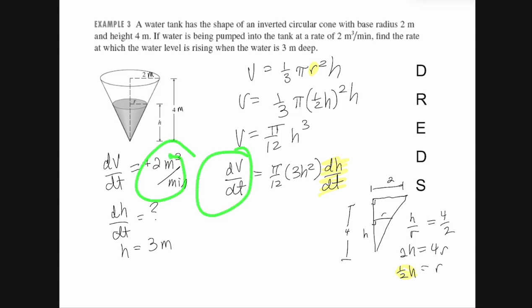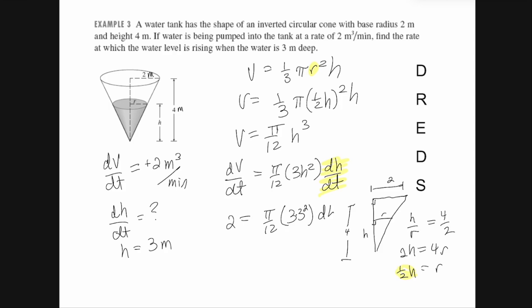We know dV/dt is 2. Great. We know H is 3. Great. We're going to be able to solve for the thing we're looking for. So let's do that. Let's substitute the values that we know. dV/dt is 2. H is 3. So technically, that is 27 pi over 12 dH/dt.